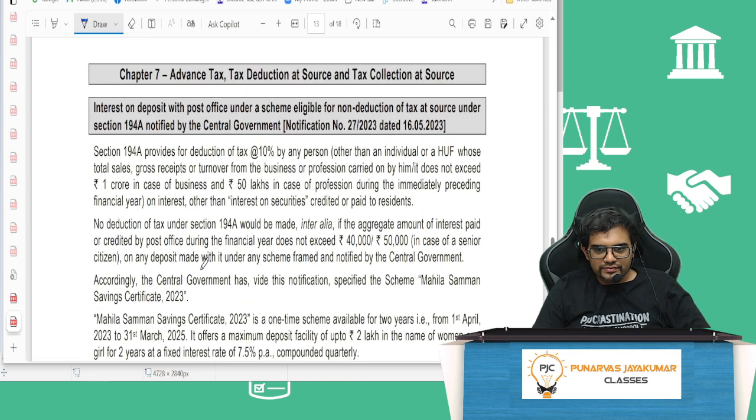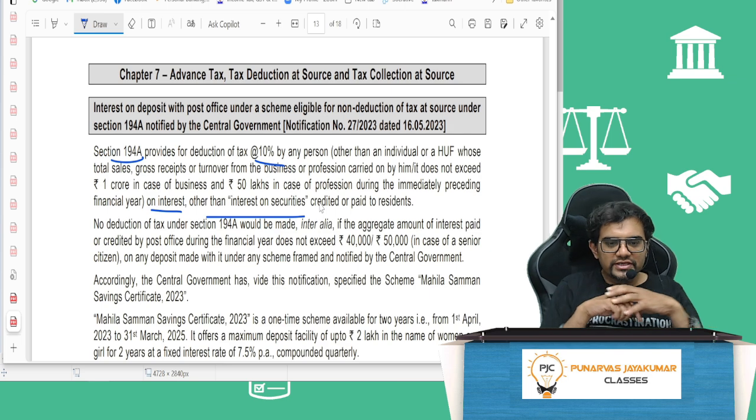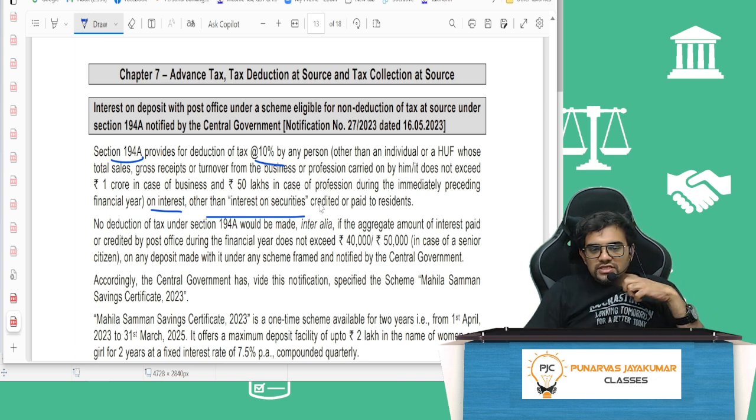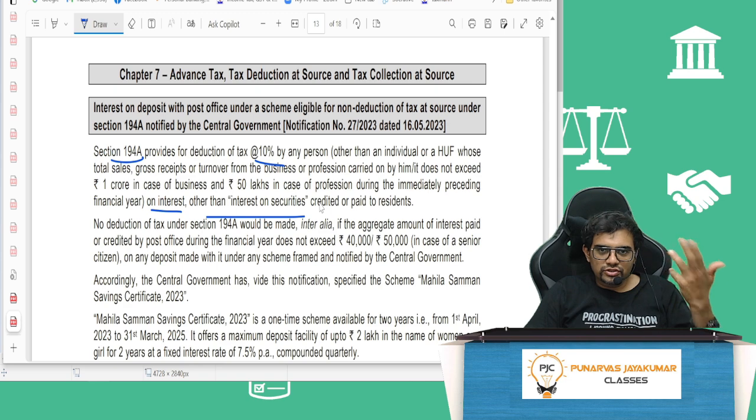Next, 194A provides for deduction of tax at 10% by any person other than an individual or HUF. It is on interest other than interest on securities. So generally, any interest that you are going to get, especially on deposits with the post office, etc., the deductor should deduct 10%.